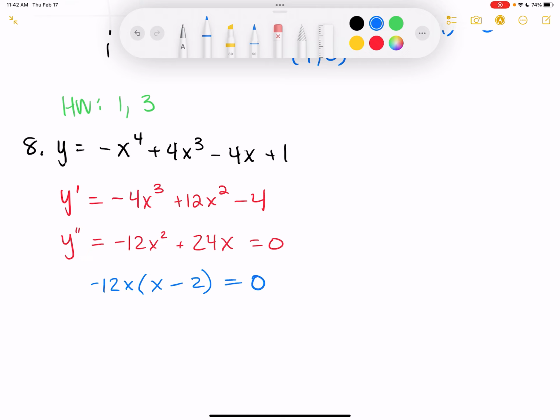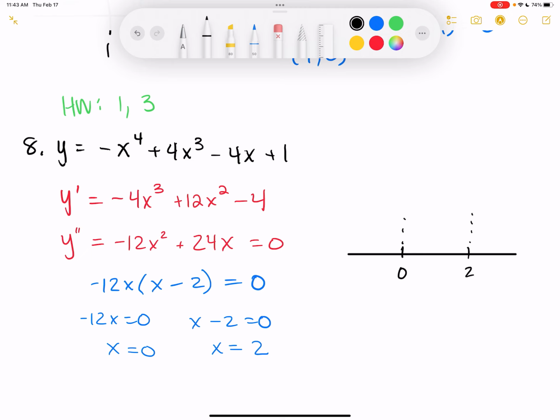Set that equal to 0. So negative 12x equals 0, and then x minus 2 equals 0. So x equals 0, or x is equal to 2. So then we're doing 0 and 2, and we're looking at the sign of these in the second derivative. Okay, so we're plugging the values into the y double prime equation here.